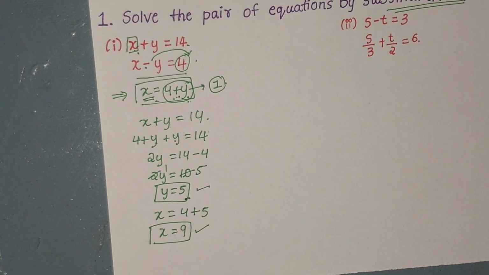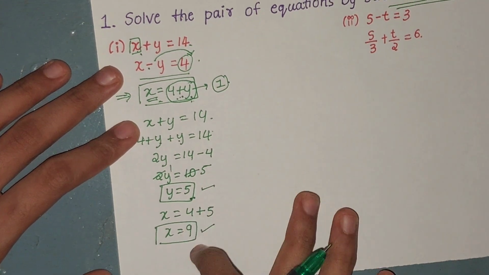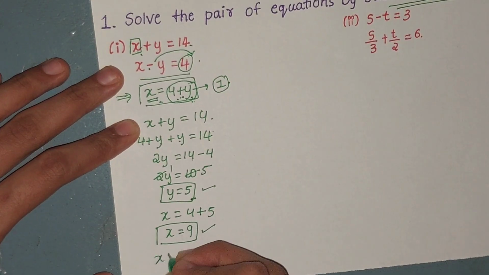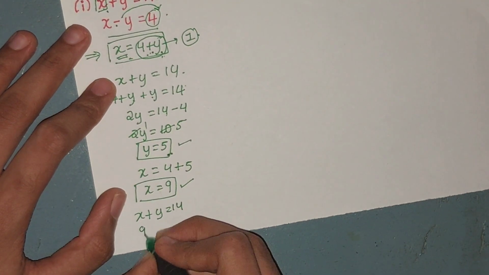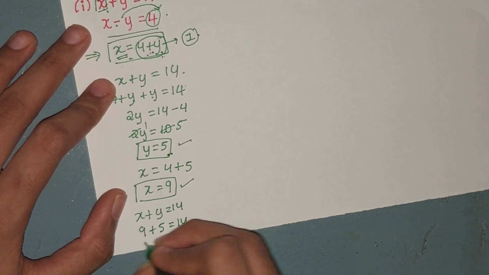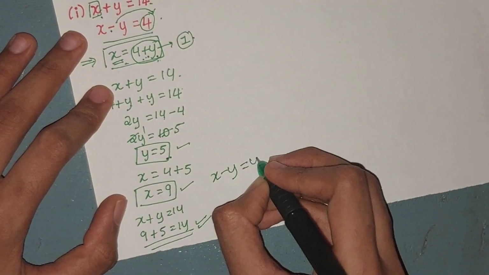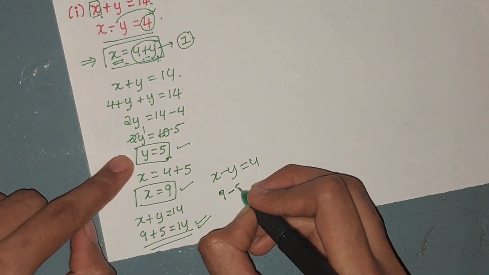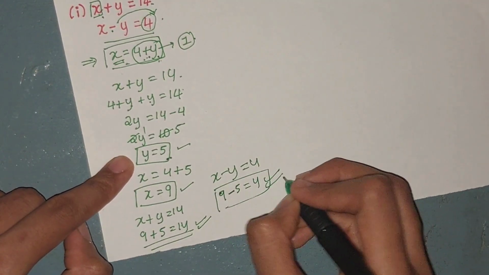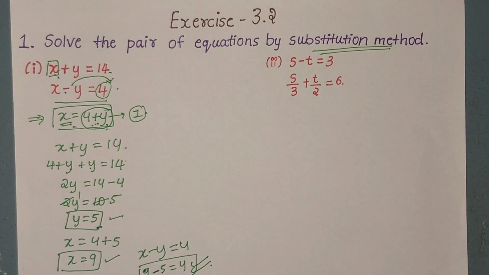Got it? To verify it, what you can do is just take one equation, put these values and check. For example, x plus y is equal to 14. x is 9 plus y is 5, yes, 9 plus 5 is 14. Next, you can check with this also. x minus y is equal to 4. My x is 9 minus 5, which is of course 4. So yes, my solution for the variables is correct. Understood? I hope you got this.